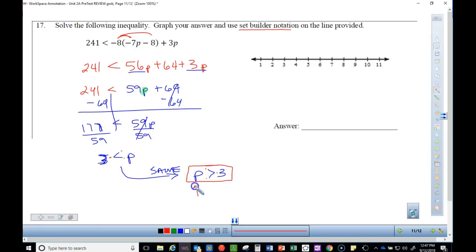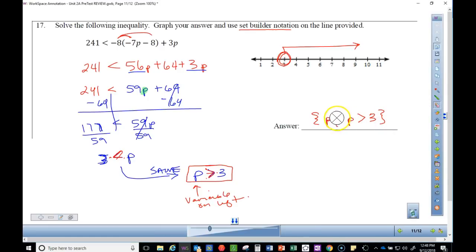The reason we want variable on the left is for graphing. So variable on the left. You can see that if someone saw this, they might think of it as less than, and they would graph to the left, which would be incorrect because this is a greater than, so it's going to go to the right. P is greater than 3, so open circle because there's no equals, going to the right. So set notation, set of all p where p is greater than 3.